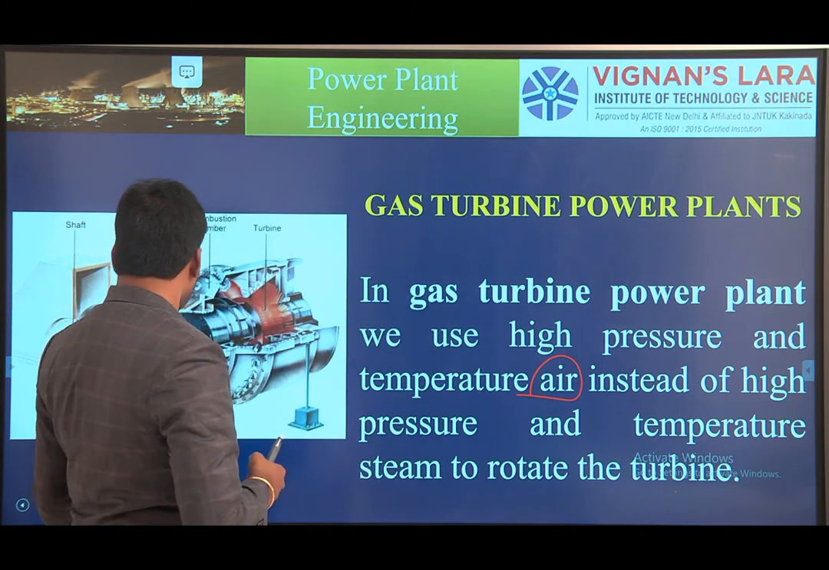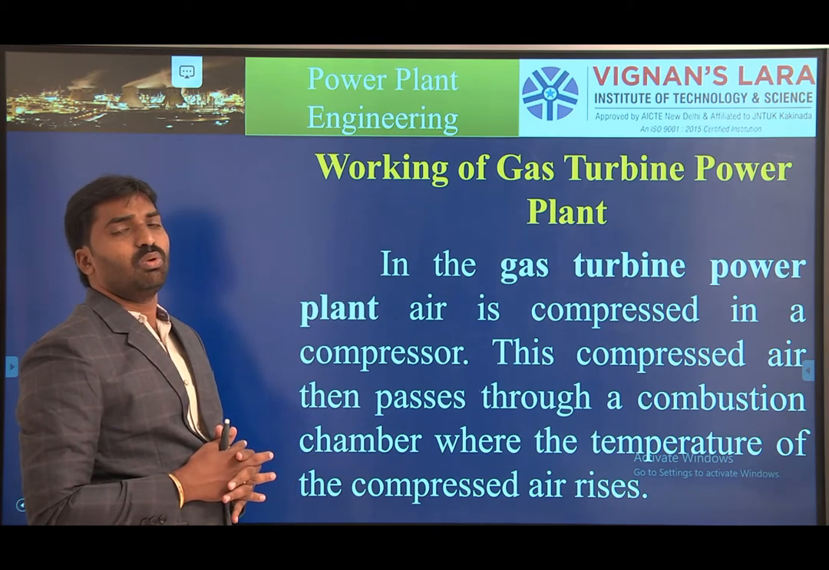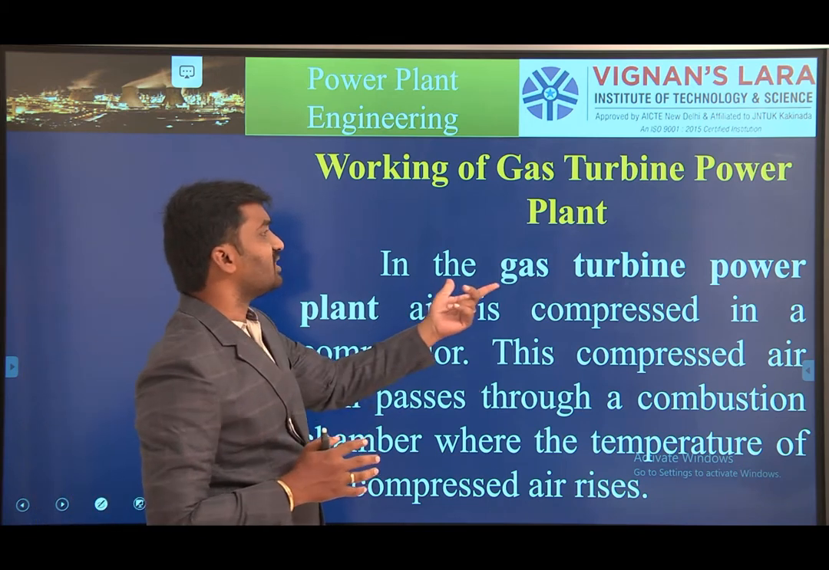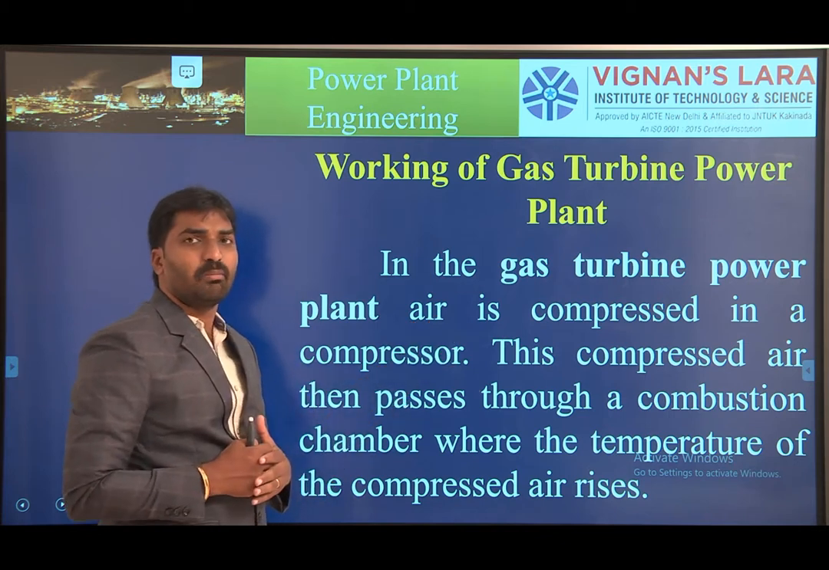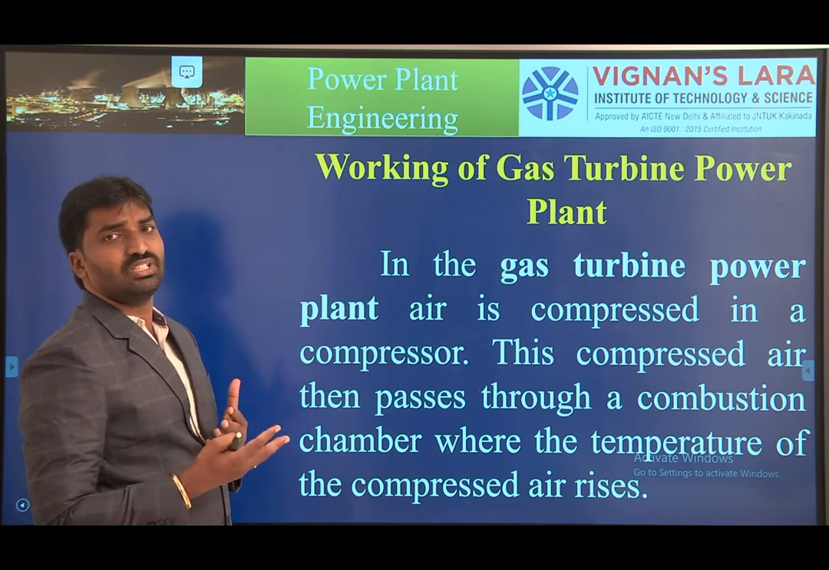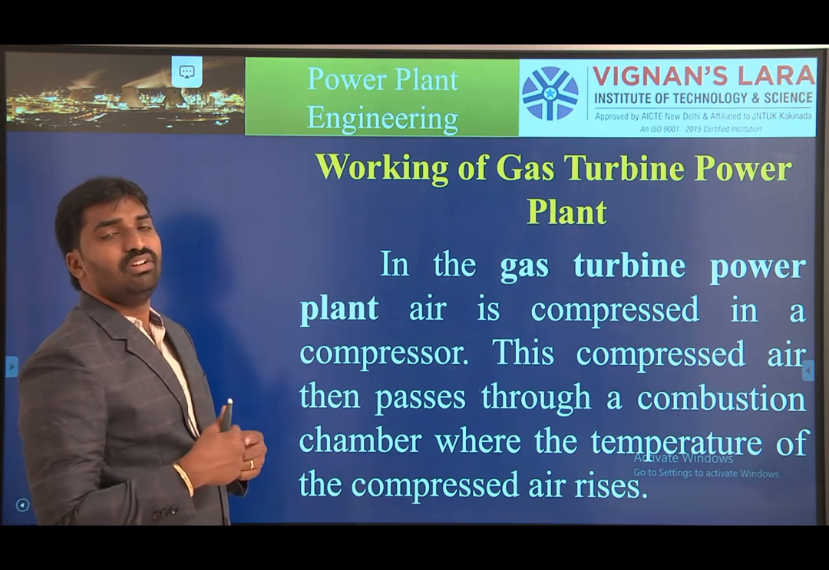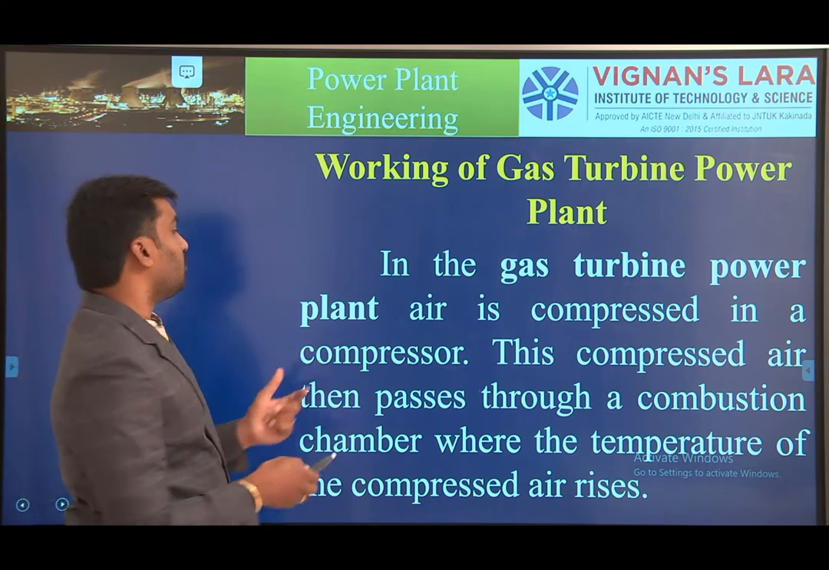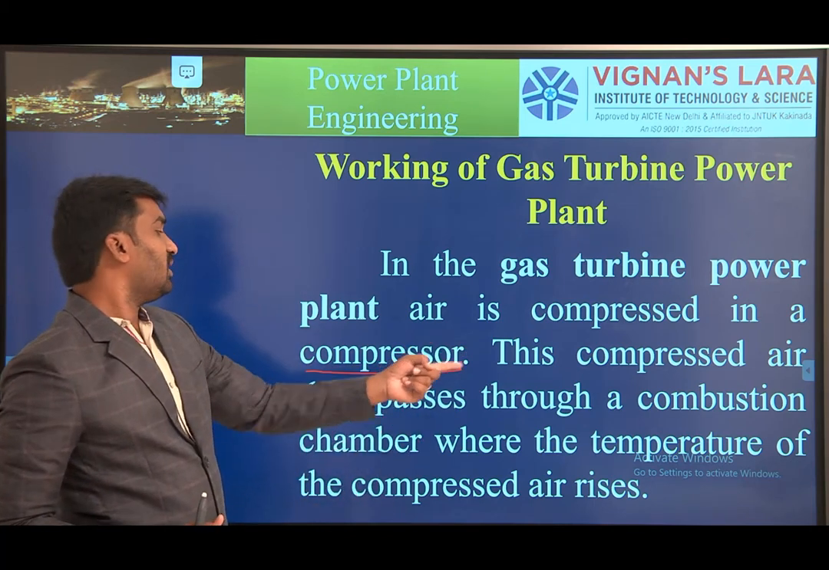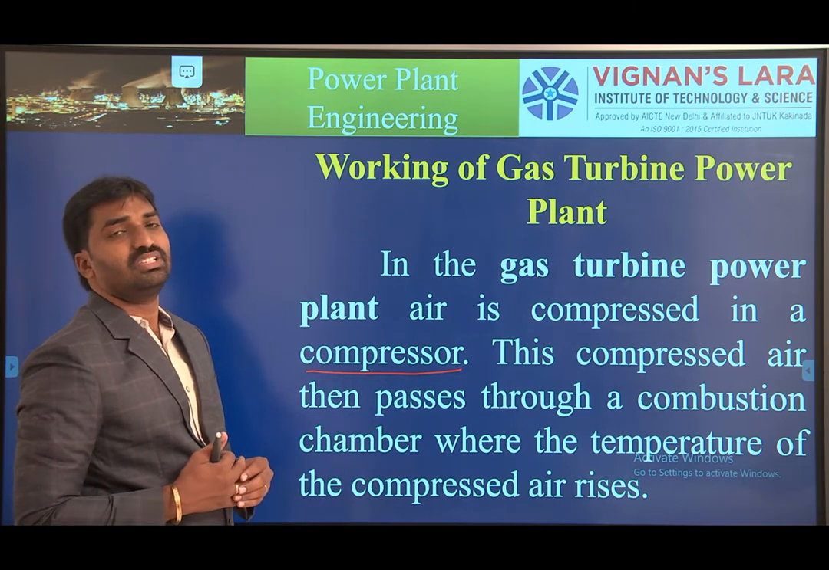In a gas turbine power plant, how does the working take place? The working is similar to a steam turbine power plant, but in the gas turbine power plant, air is compressed in a compressor. We use different types of compressors, maybe a single stage or double stage compressor. Based on the pressure and temperature requirement, we decide the compressor and compress the air taken from the atmosphere. This compressed air then passes to the combustion chamber, where its temperature rises.